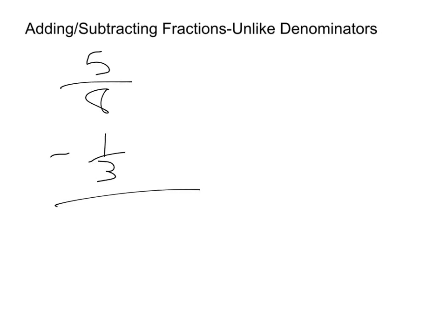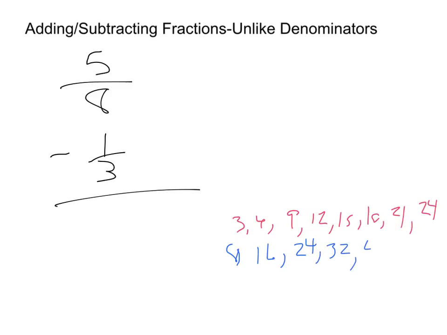Let's count by threes. 3, 6, 9, 12, 15, 18, 21, 24. Now, let's count by eights. We have 8, 16, 24, 32, 40.